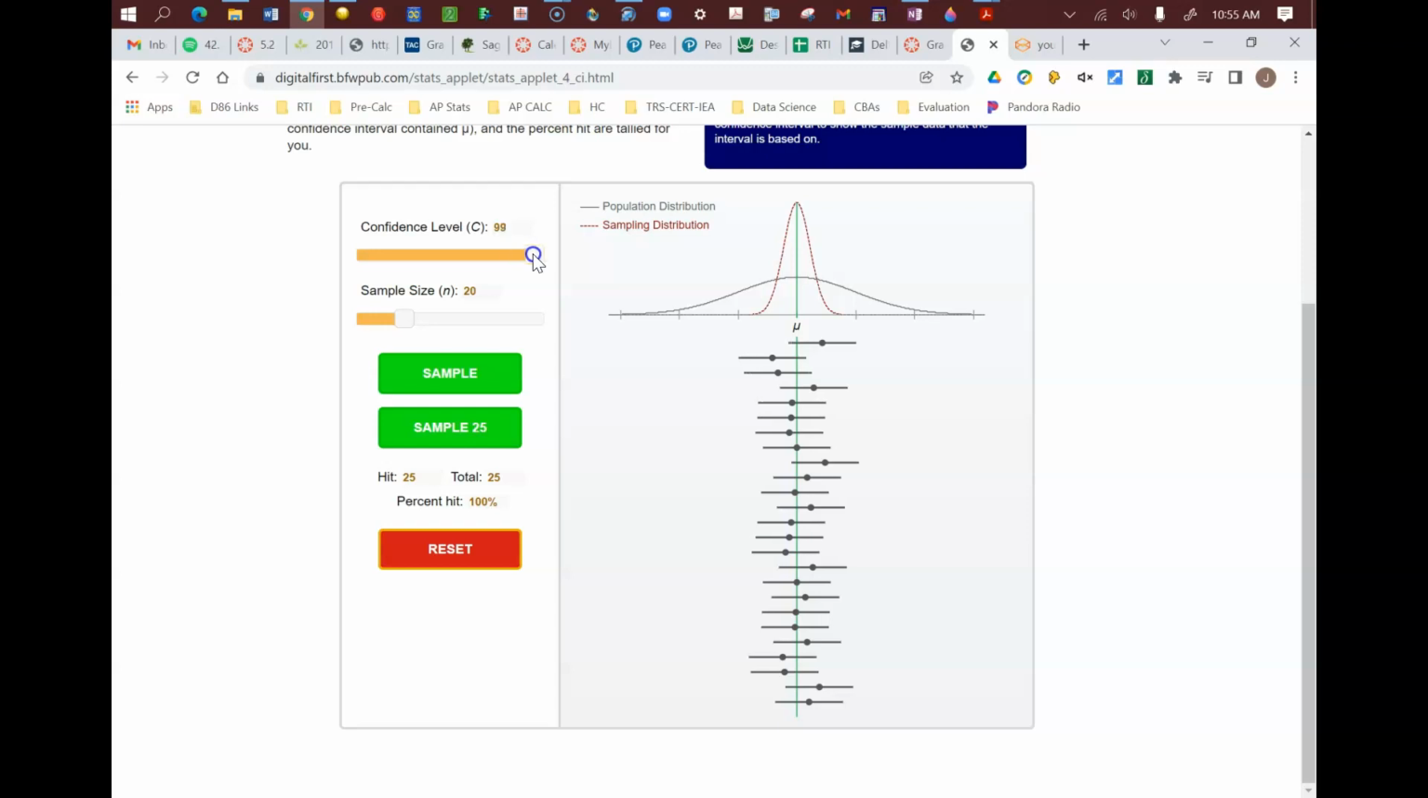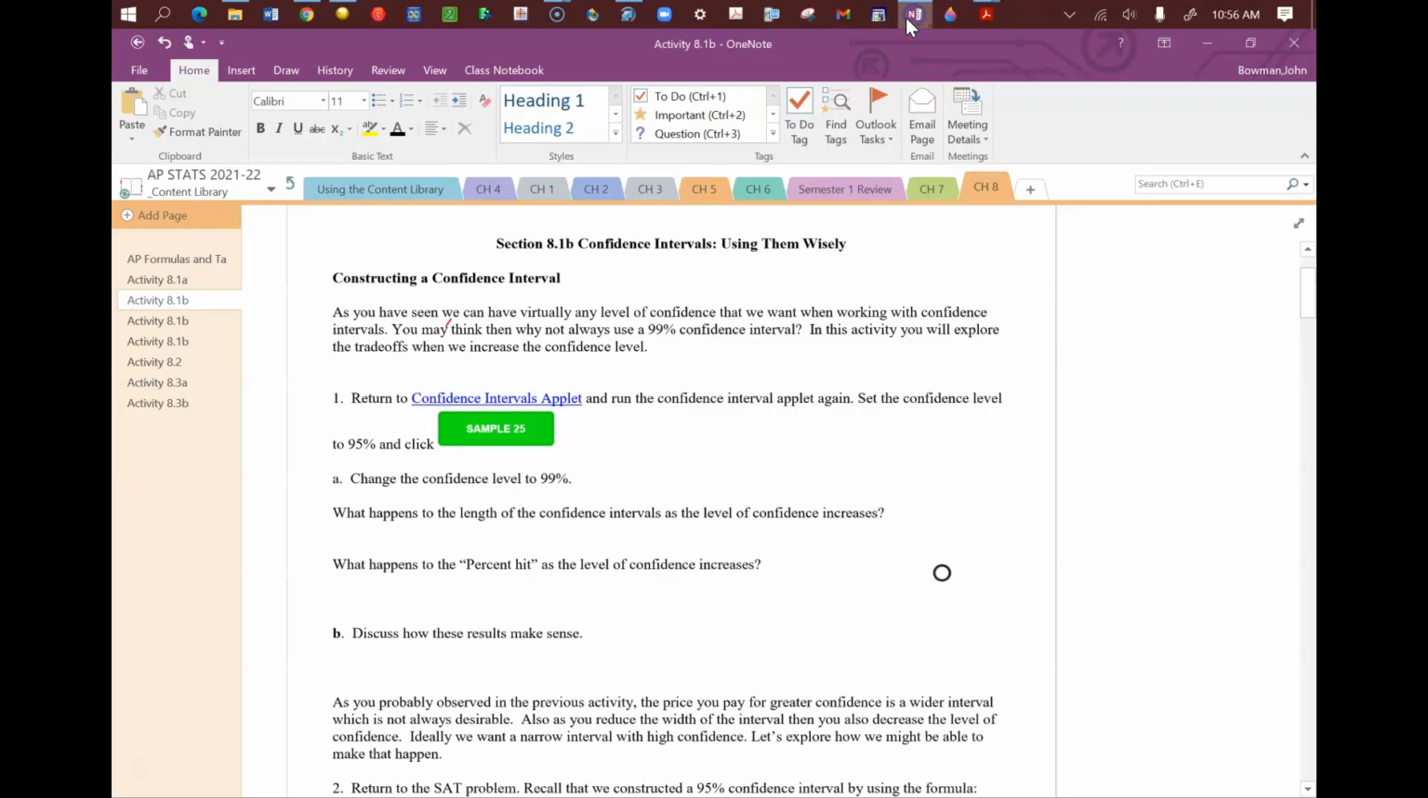And when we go on up to 99, you see the confidence intervals get even longer. Now, the reason that all of them contain the population parameter here is because we have not taken all sample statistics from this sampling distribution. If we had, then it would turn out that precisely 99% of those confidence intervals would contain the population parameter. So we can see that two things happen when the level of confidence increases. The confidence intervals get longer, and more of the confidence intervals contain the population parameter.